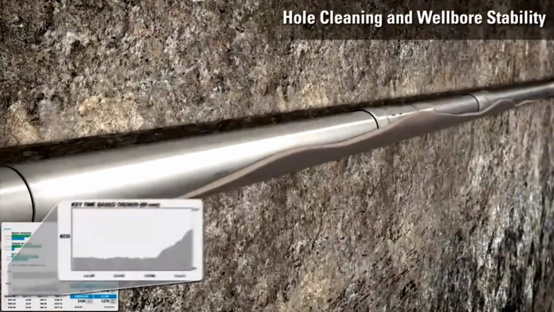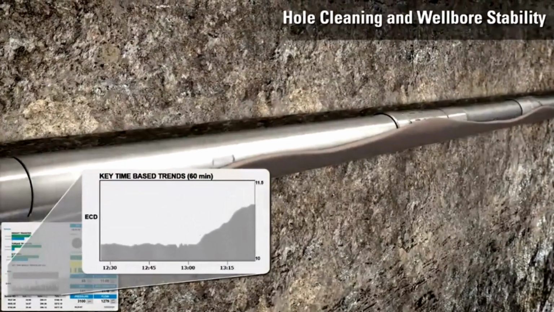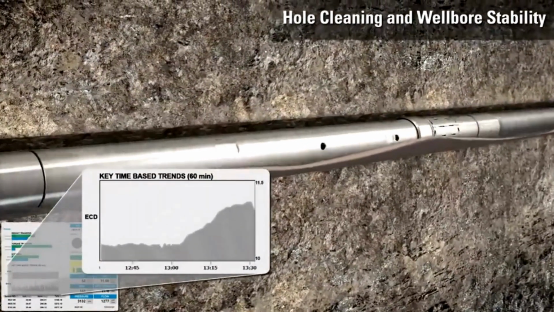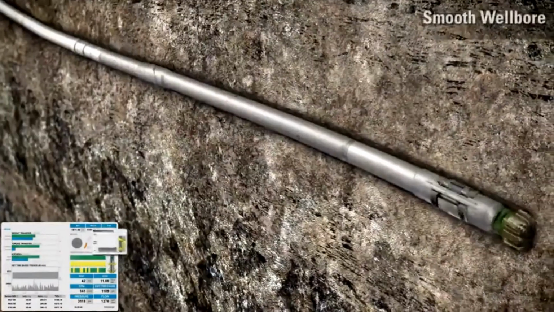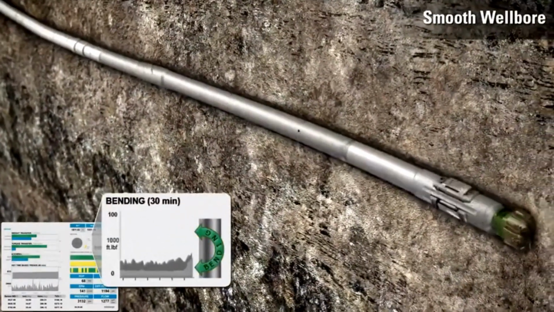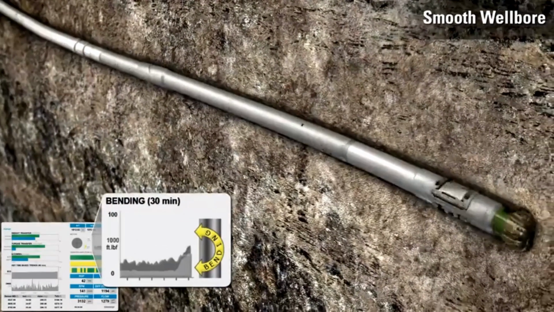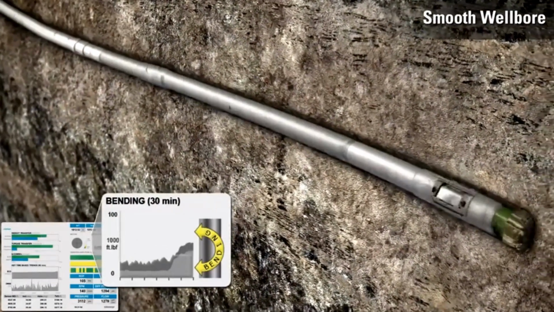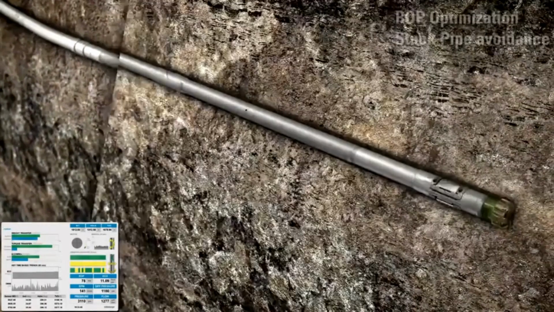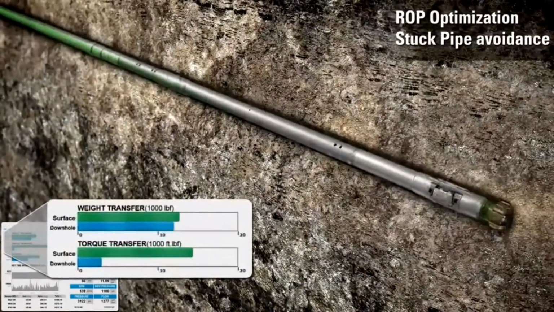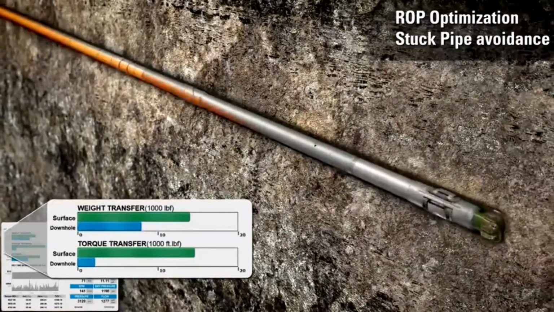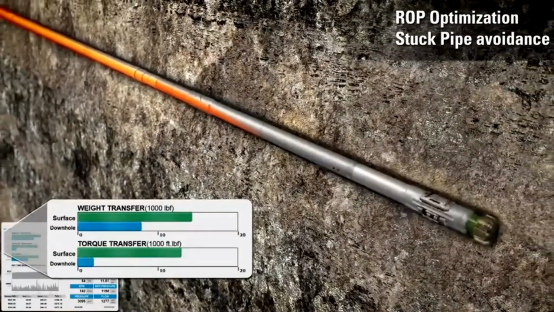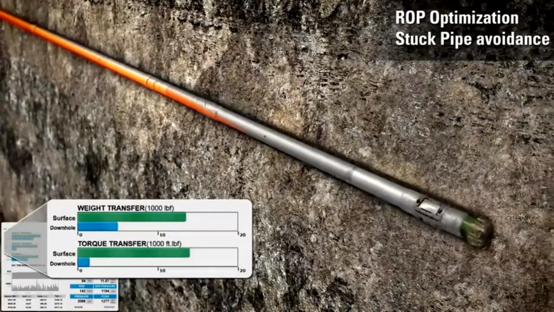Annular and internal pressure and temperature measurements help to identify and mitigate poor hole cleaning and maintain wellbore stability. High-resolution bending moment provides information about the curvature of the borehole, enabling delivery of a smooth wellbore. Downhole weight on bit and torque measurements are used to monitor the bit-rock interaction and improve ROP. They also provide early indication of changes in borehole friction to avoid stuck pipe.